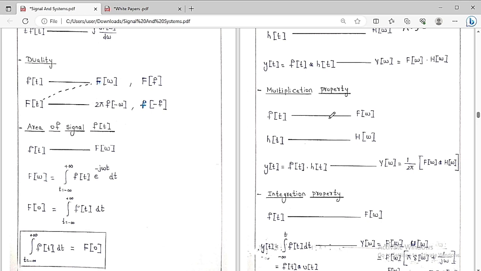So for f of t, the Fourier transform is F of omega, and for h of t, the Fourier transform is H of omega. Then y of t is equal to f of t into h of t. It is nothing but Y of omega is equal to 1 by 2 pi F of omega convolution of H of omega. So always remember, convolution in time domain will lead to multiplication in frequency domain, and multiplication in time domain will lead to convolution in frequency domain. This point you always have to keep in your mind.